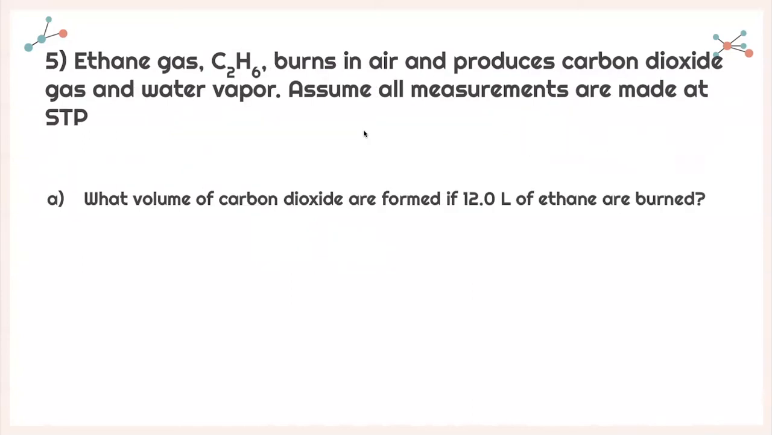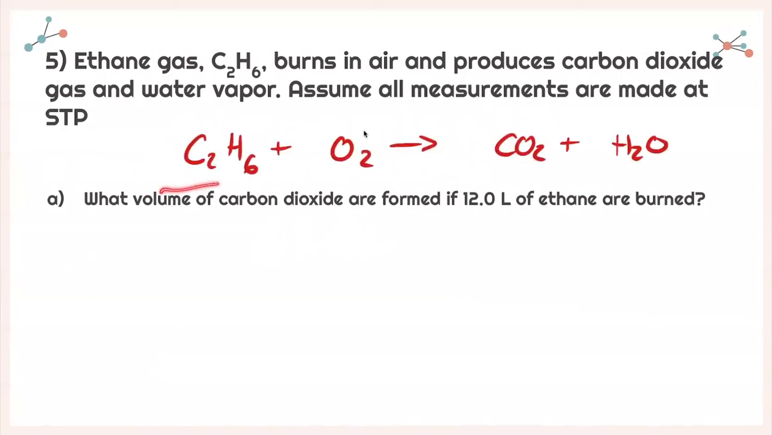For 5, it says, ethane gas, C2H6, burns in air and produces carbon dioxide gas as well as water vapor. Assume all measurements are made at standard temperature and pressure. What volume of carbon dioxide is formed if 12.0 liters of ethane is burned? First thing I'm going to do, I don't have a chemical reaction, so I'm going to write one. Ethane burns in oxygen in air, and it will produce carbon dioxide and water. I don't have any coefficients, so I need to balance it first.